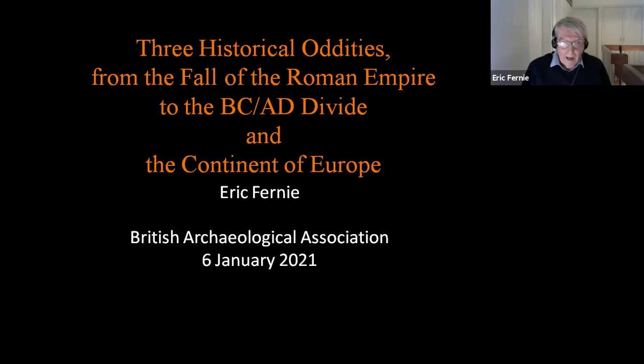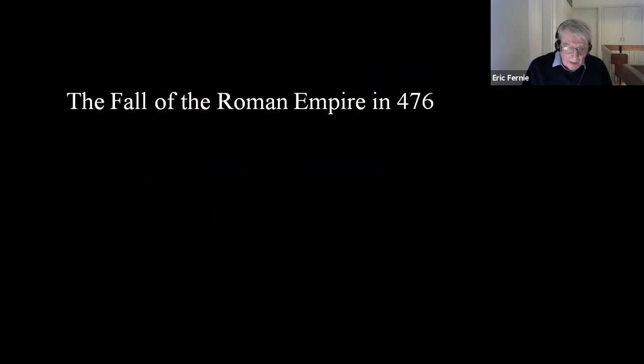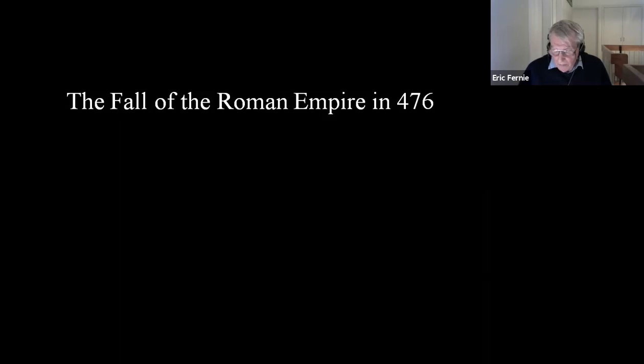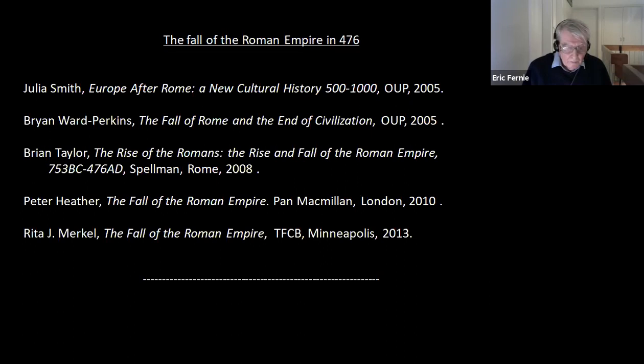I have three possibles to propose, and starting then with the fall of the Roman Empire, I'm not talking about the fall in any gradual sense over centuries, but with the ending of a succession of emperors, and so in a particular year, and that year is 476. Now, here are five books on the subject of the fall of the Roman Empire in 476. They were published over the last couple of decades. And if you look at, I think it's the third one, you'll see that the date 476 is explicitly in the title as the fall of the Roman Empire.